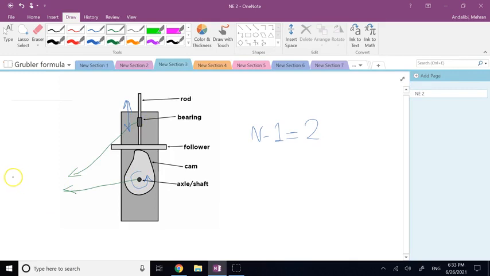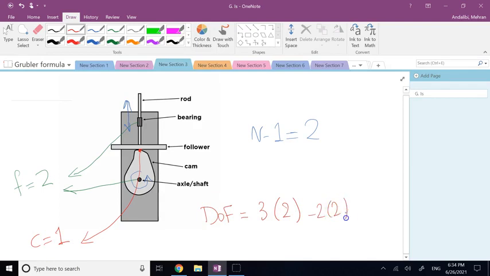And so the number of low pairs for me is 2. And then here in the middle, I also have again a point contact. And so the number of high pairs for me is equal to 1. So just like the previous case, the degree of freedom is going to be 3 times 2 minus 2 times 2 minus 1 times 1. And again, it is going to be 1.